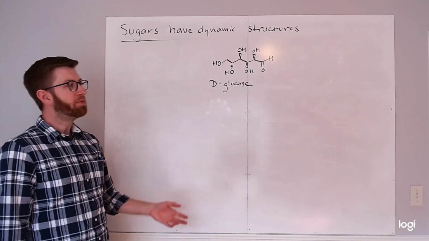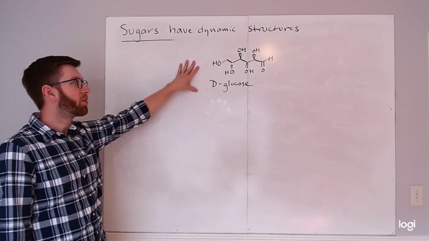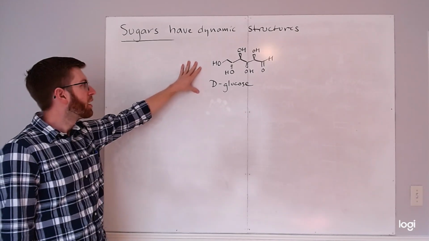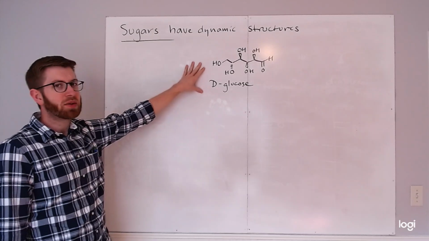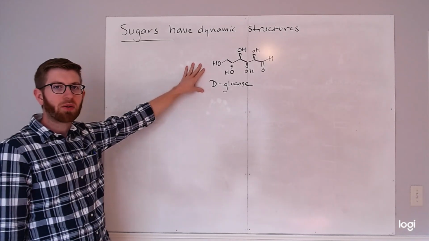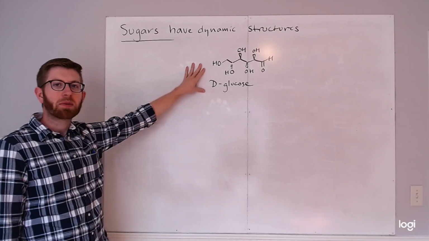So to get us started, we'll look at a structure that we've seen a few times before. This is D-glucose, so a specific enantiomer of an aldohexose. And it turns out if you take this structure and you analyze it by spectroscopic methods, maybe NMR or IR, you see something a little bit surprising.